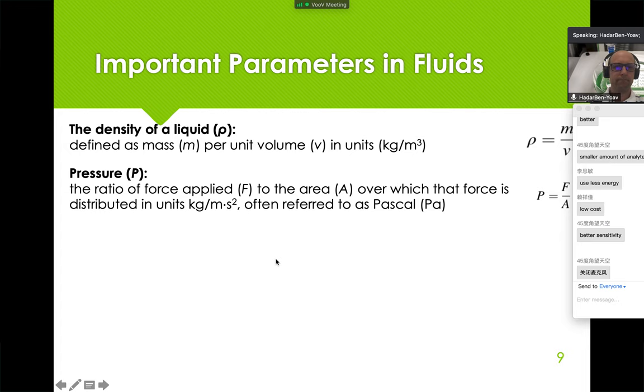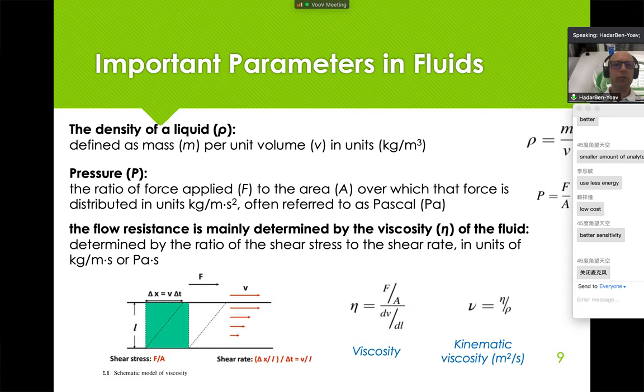And now we want to combine both the density of the liquid and the pressure being applied. We define the flow resistance, which is mainly determined by the viscosity of the fluid. The viscosity is defined by the pressure over the change of the velocity towards the wall of the channel. So this is another definition of the viscosity.